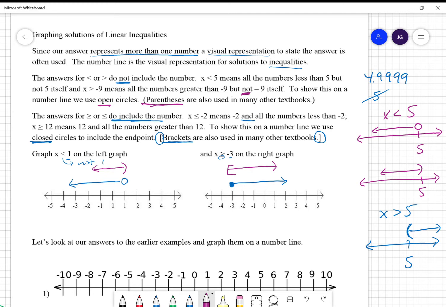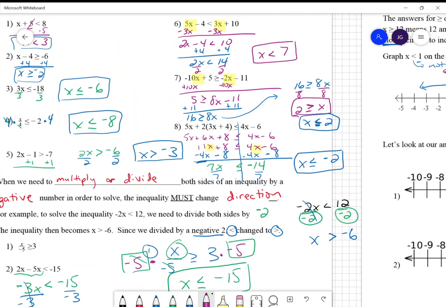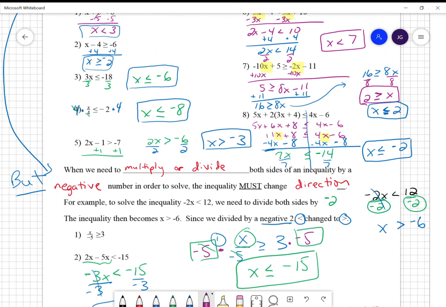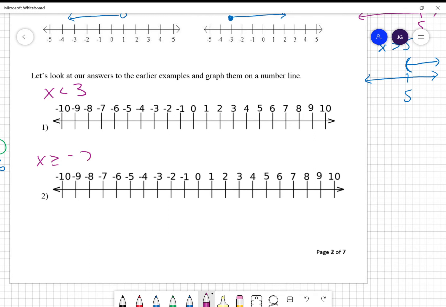We're going to get our answers from our previous work, and we're going to put these on a number line. So the first thing I'm going to do is go get my answers. Number 1 was X is less than 3. Number 2 was X is greater than or equal to negative 2. My first answer, I find 3, which is right here. It does not have the equal sign, so that's going to be an open circle, and less than is to the left. Or it would be a parenthesis to the left.